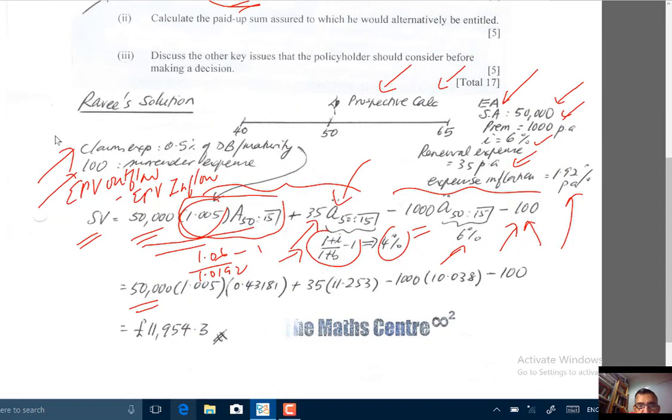50,000 times 1.005, and then this value here that you see, and then we have another value here for your A dot dot 50 angle 15. Use the right tables. One is at 4%, this one is at 6%. Use a calculator and you will get £11,954.3, and we are done.